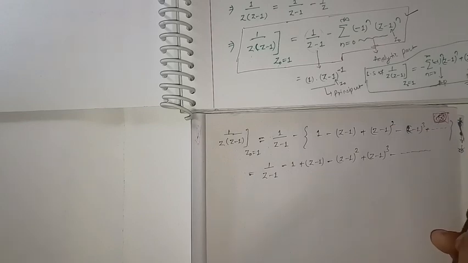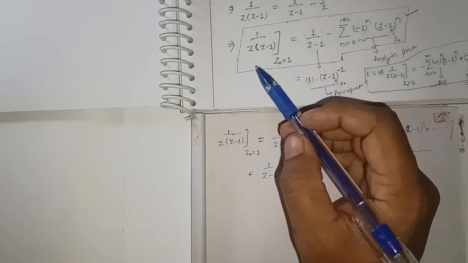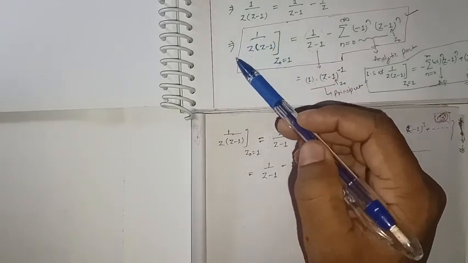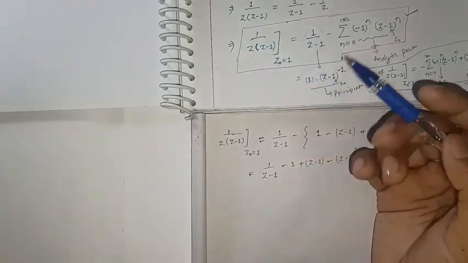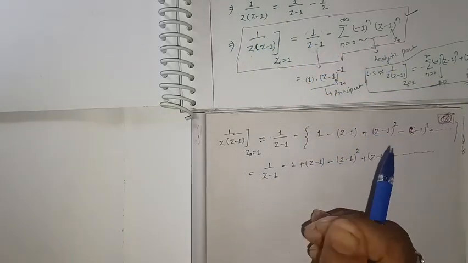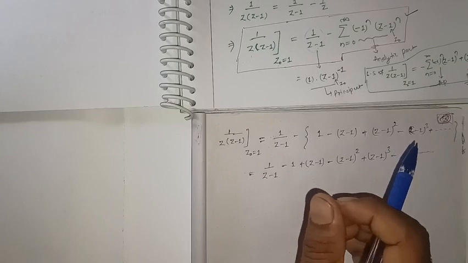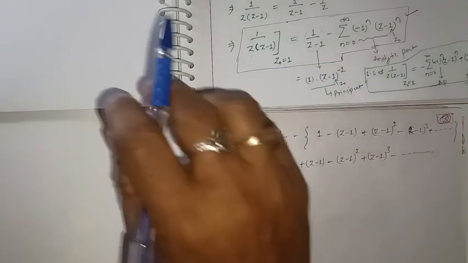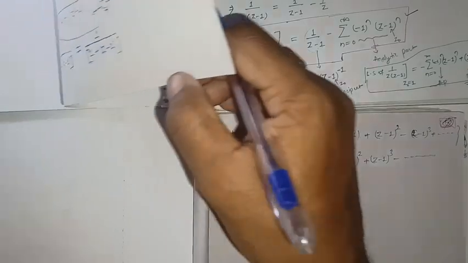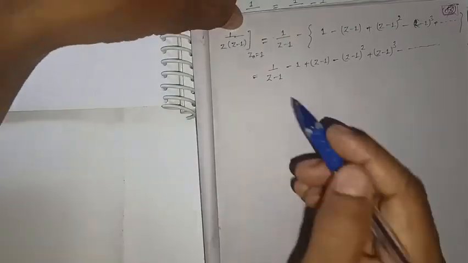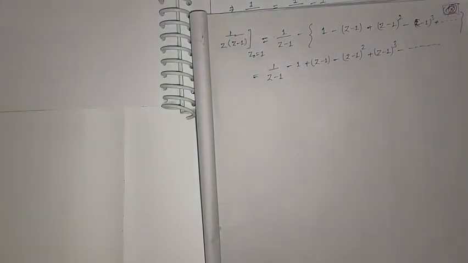Okay, so here, how did we find this Laurent series? First we determined the Laurent series of 1 by z, then 1 by z minus 1 separately, and we found this one. Without doing so, we can omit many steps for this question. How is it? Carefully you have to watch. This is most important.